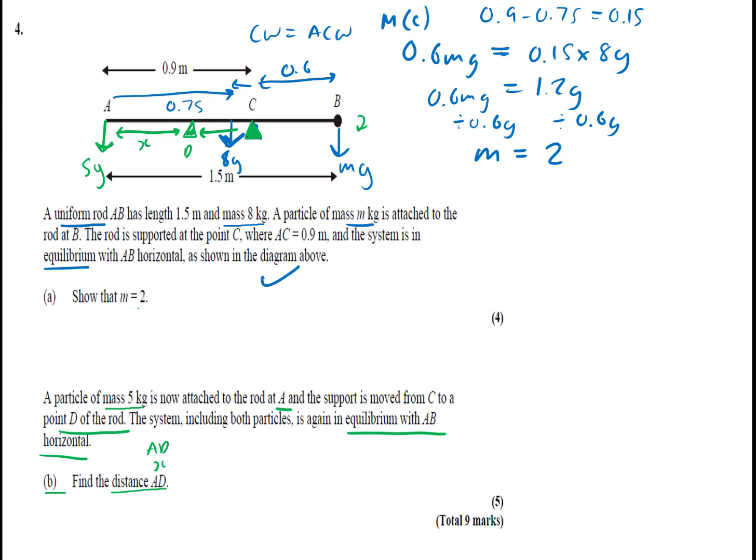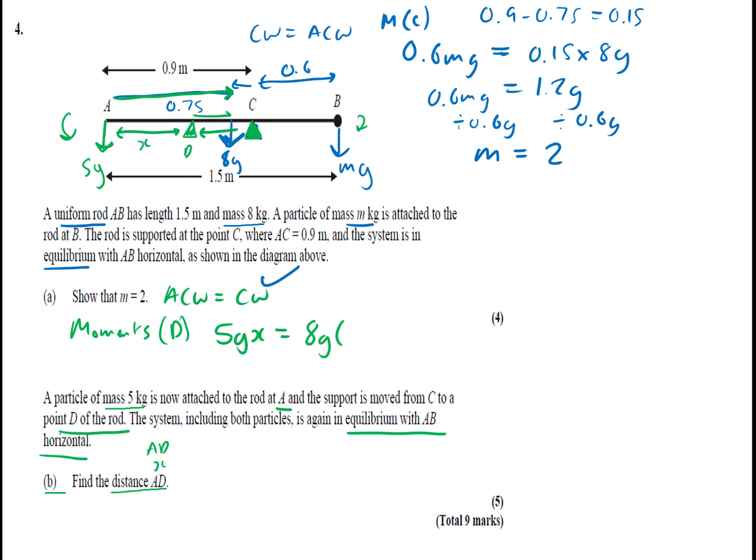So that's D there. I want to write moments around D. Now let's think that anti-clockwise is going to equal the clockwise. So you need to get good at this. So this is the anti-clockwise this way. So we've got 5gx is going to equal, what have we got clockwise? D has moved and we've still got the centre of mass. So we've got 8g times something. Now remember, this bit is 0.75.